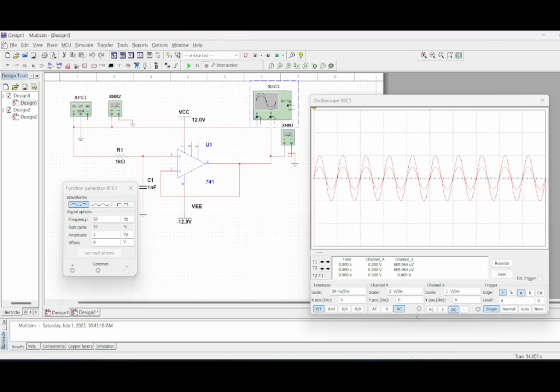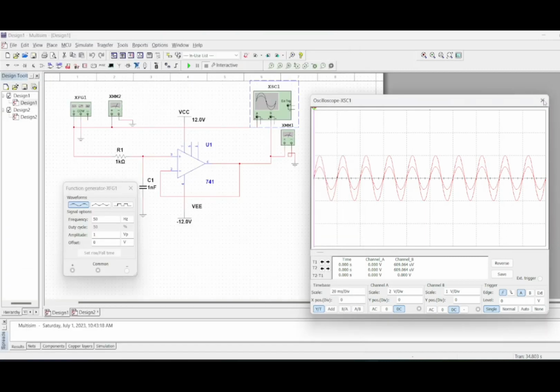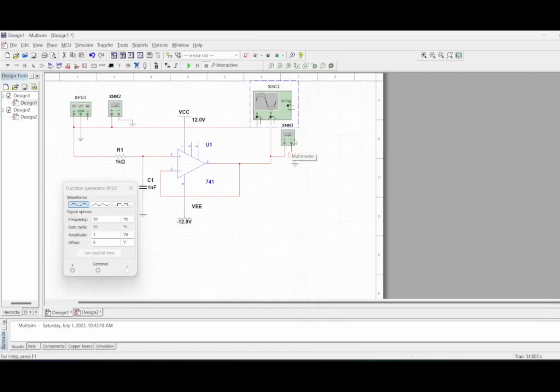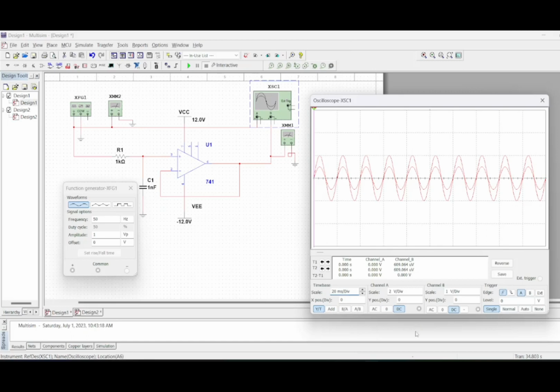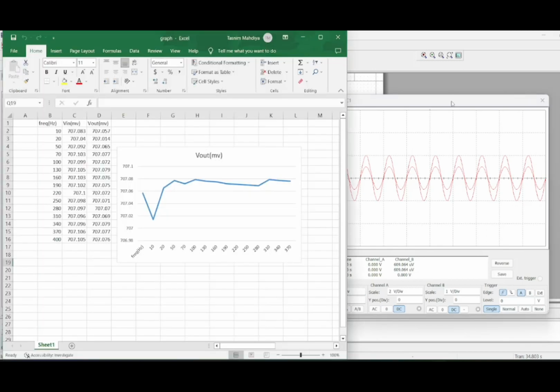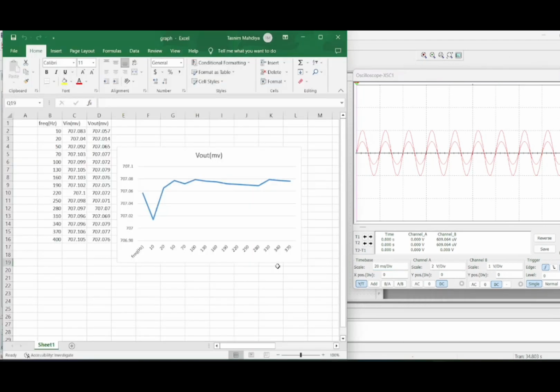By comparing the Multisim waveform, I have drawn an Excel waveform as well. Here you can see that I have used a multimeter to get the output voltage. So I've noted down the output voltage for these frequencies. So this is our Multisim waveform, and this is the waveform we have got from the voltage output.